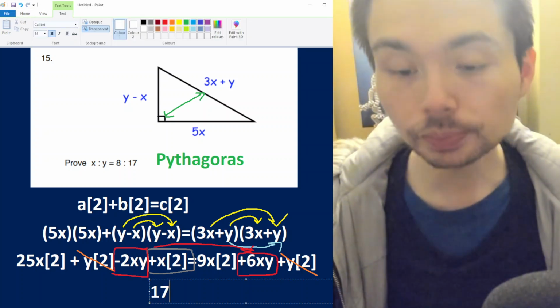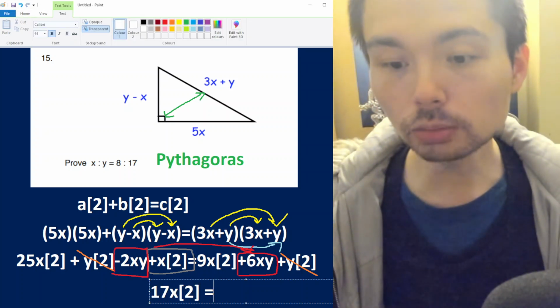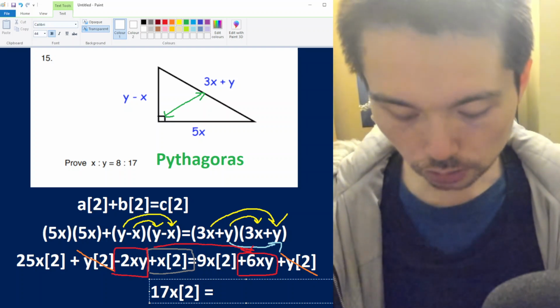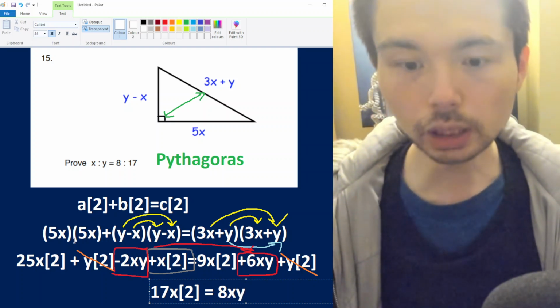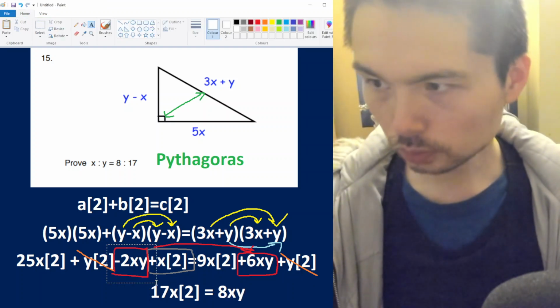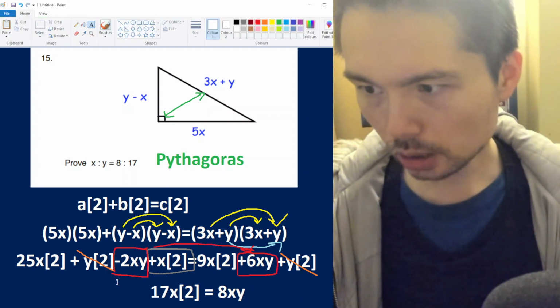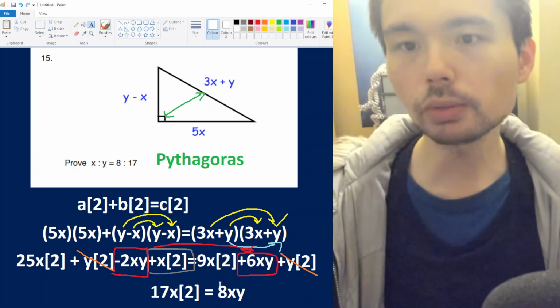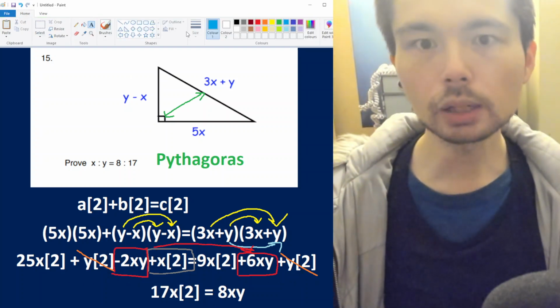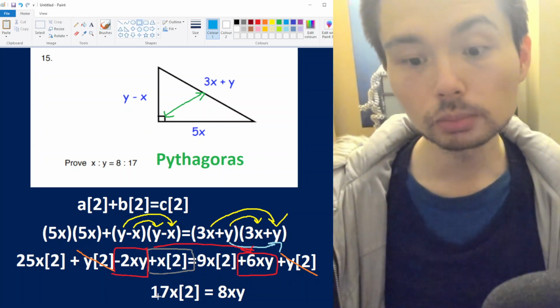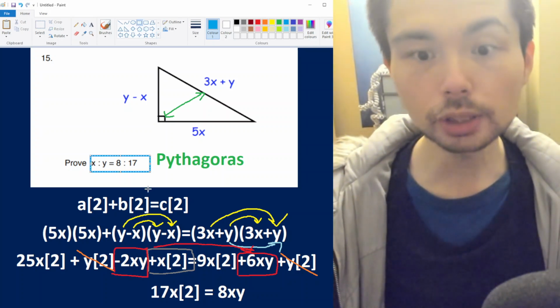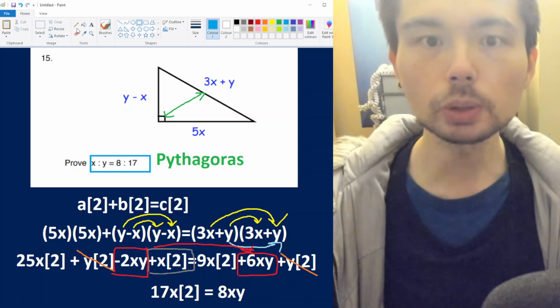So on the left, we have 17x squared. On the right, 8xy. Just making sure you know that red box here I'm just moving over to the right. And now we just need to divide. Why am I feeling confident? Because of the numbers 17 and 8. And there it is. So, just one more term, we're done.